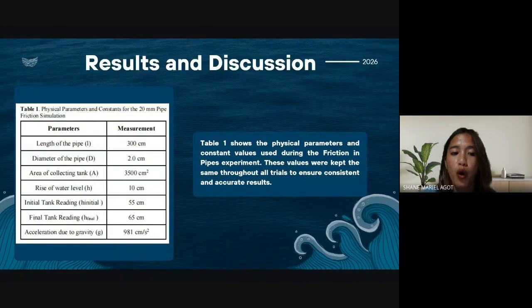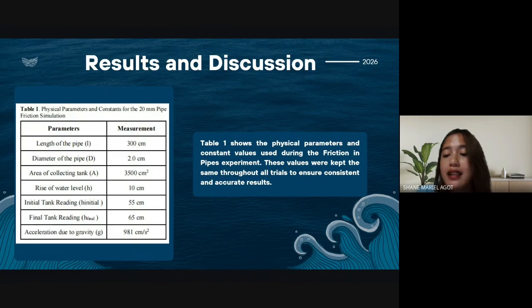Table 1 presents the physical parameters and constant values used during the friction in pipes experiments. These values were kept the same throughout all trials to ensure consistent and accurate results. The test pipe used in the experiment had a length of 300 centimeters and an internal diameter of 2 centimeters. This dimension represents the pipe section where frictional head losses were analyzed. The collecting tank had an area of 3,500 square centimeters, which was important for calculating the volumetric discharge of water.